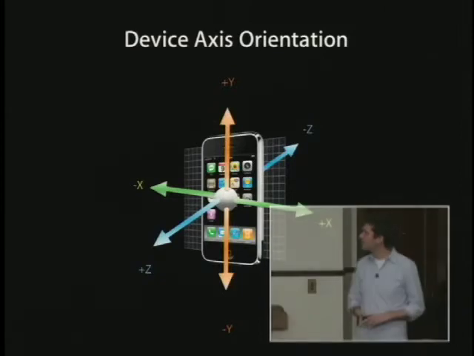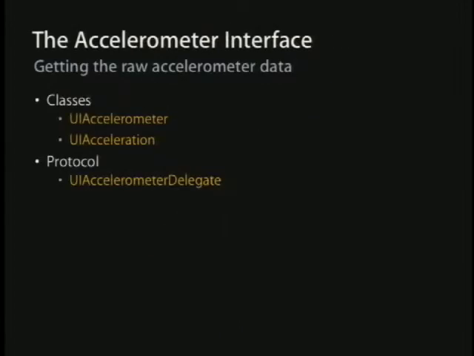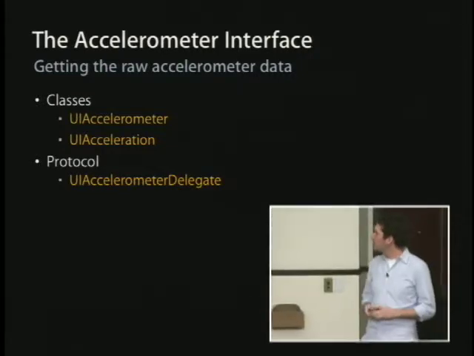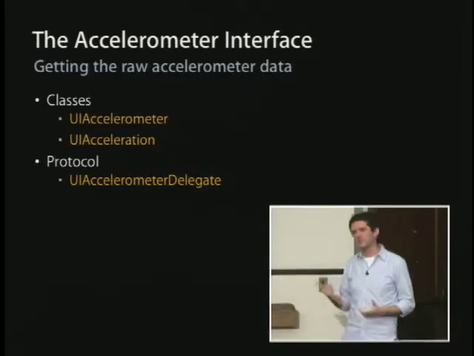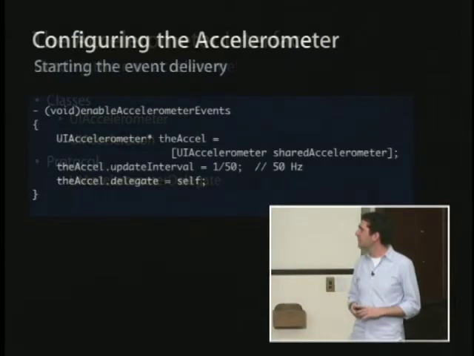So you basically end up getting the orientation something like this, right? You've got the Y that's going vertically through the device, X is going horizontally through the device, and then Z is coming out the front and out the back. So the accelerometer interface is the UIAccelerometer class. There's a UIAcceleration object, which will tell you about the acceleration at a particular time. And again, a UIAccelerometerDelegate. So this probably looks pretty familiar. It's basically the same as the CLLocationManager interface.